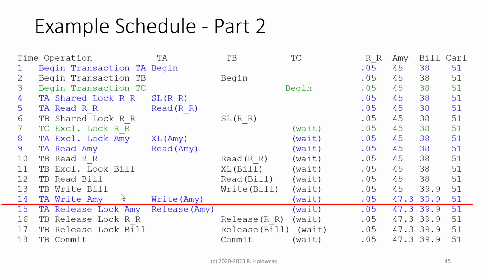At this point, at step 14, A, B, and C are all still in the growing phase. As of step 14, no transaction has released any lock. Transaction A has two locks, the shared lock on raise rate and the exclusive lock on Amy. Transaction B has two locks, the shared lock on raise rate and the exclusive lock on Bill. And transaction C has been waiting all of this time for raise rate to become unlocked so it can proceed.